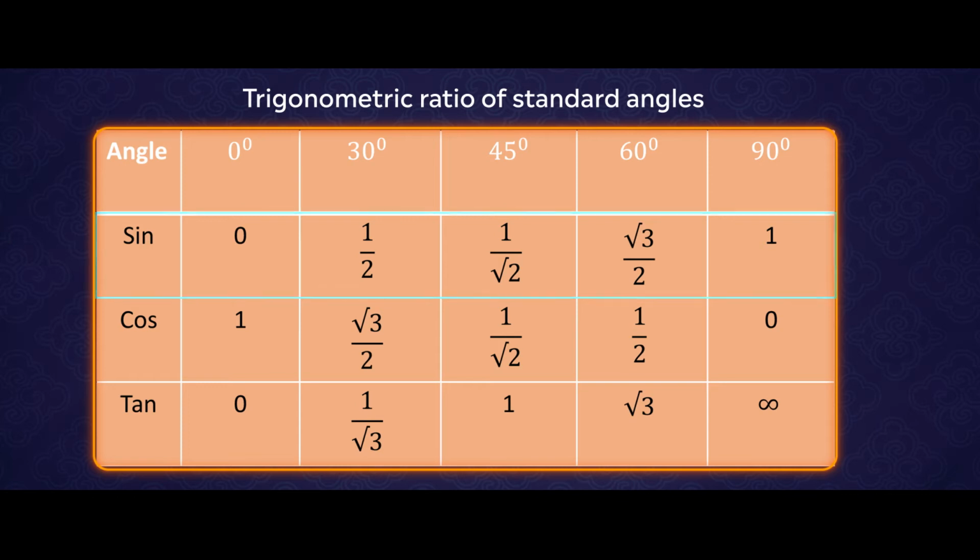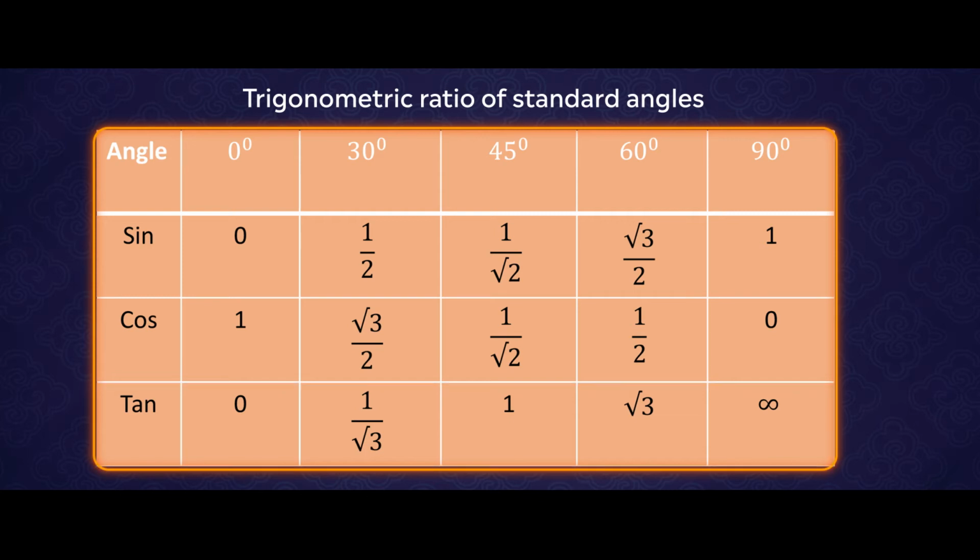And for the cosine function, cos of 0 is 1, cos 30 is root 3 by 2, cos 45 is 1 divided by root 2, then cos 60 is half, then cos 90 is 0. And tangent of 0 is 0, tangent of 30 degree is 1 over root 3, then tangent 45 is 1, tangent 60 is root 3, and tangent of 90 degree is undefined.